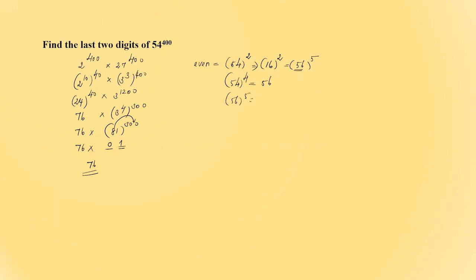So that ultimately it becomes 54 raised to the power 20, 5 into 4, 20. If you have a look at this, you have 56 whole power 5 here. The last two digits of this number would be nothing but 76. So if you take any even number raised to the power of a multiple of 20, you would always get 76 in the last two places.